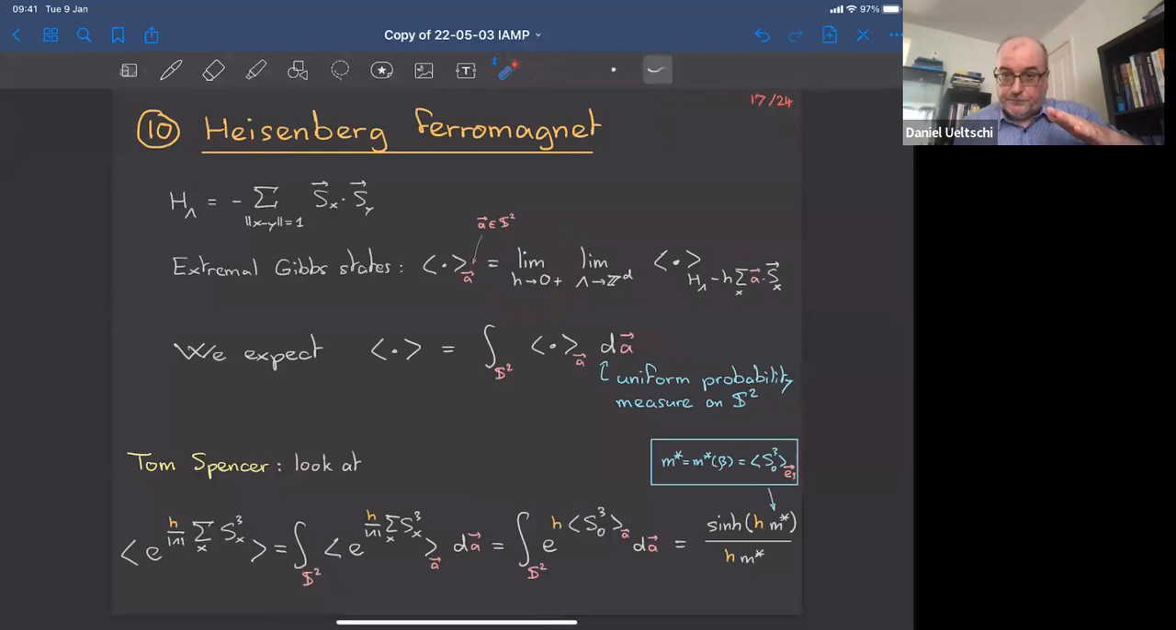So this should give us one of the extremal Gibbs states at low temperatures and in absence of magnetic field. So one expects that all extremal Gibbs states, at least translation invariant extremal Gibbs states, should be given by this construction. And then if you take the Gibbs state that you obtain with all symmetries, this should be an average over all these extremal Gibbs states. And this da is just the uniform probability measure on S^2. So we average over all possible directions. And the expectation of the operator over here can be understood as looking at the expectation of the operator in those extremal Gibbs states, and we average over all of them.